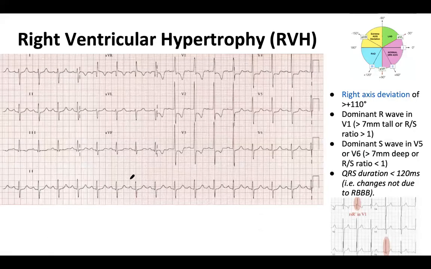And then right ventricular hypertrophy is when there's generally right axis deviation of more than 110 degrees, a dominant R wave in V1. So see here, normally the R wave is small in V1, but here it's really big. A dominant S wave in V5. So remember here you're starting to see it. You should normally see a transition where the S wave gets smaller, but here you're seeing a dominant S wave in V5 or V6. And then the QRS duration is generally less than 120 milliseconds.